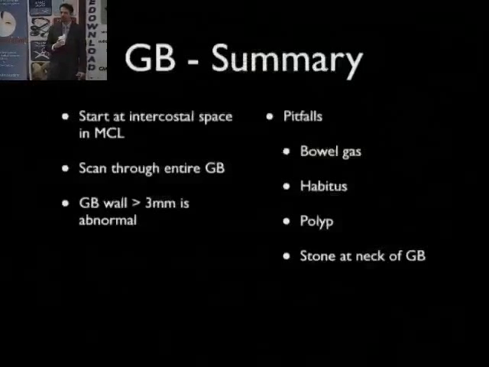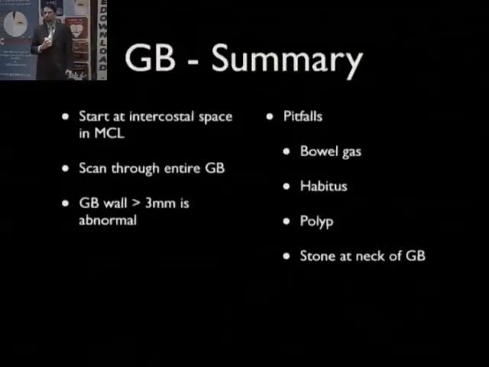So to summarize the gallbladder, you want to start intercostally at the midclavicular line. Make sure to scan through the entire gallbladder. 3 millimeters or more is abnormal with respect to the wall. And then the pitfalls that you should know about: bowel gas, patient's body habitus, polyps, or cancers. And a stone at the neck of the gallbladder is a frequent place for stones to try to hide.